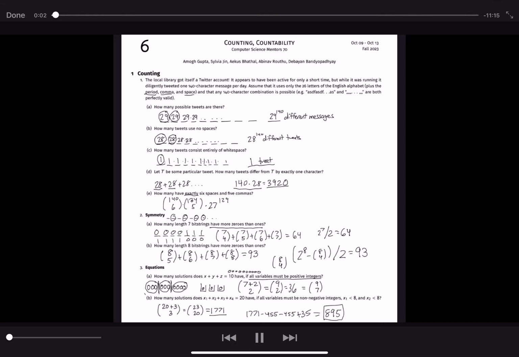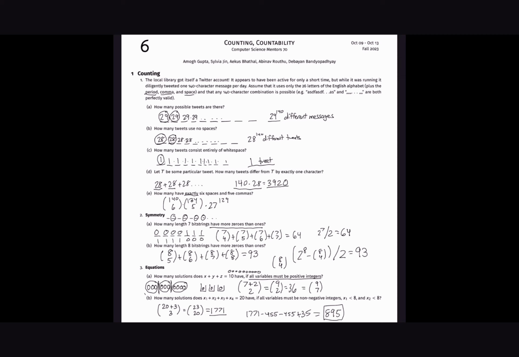Hello, this is a walkthrough of counting. Question 1 is saying the local library got itself a Twitter account. It appears to have been active for only a short time, but while it was running, it diligently tweeted one 140-character message per day. Assume that it uses only the 26 letters of the English alphabet plus the period, comma, and space, and that any 140-character combination is possible. How many possible tweets are there?